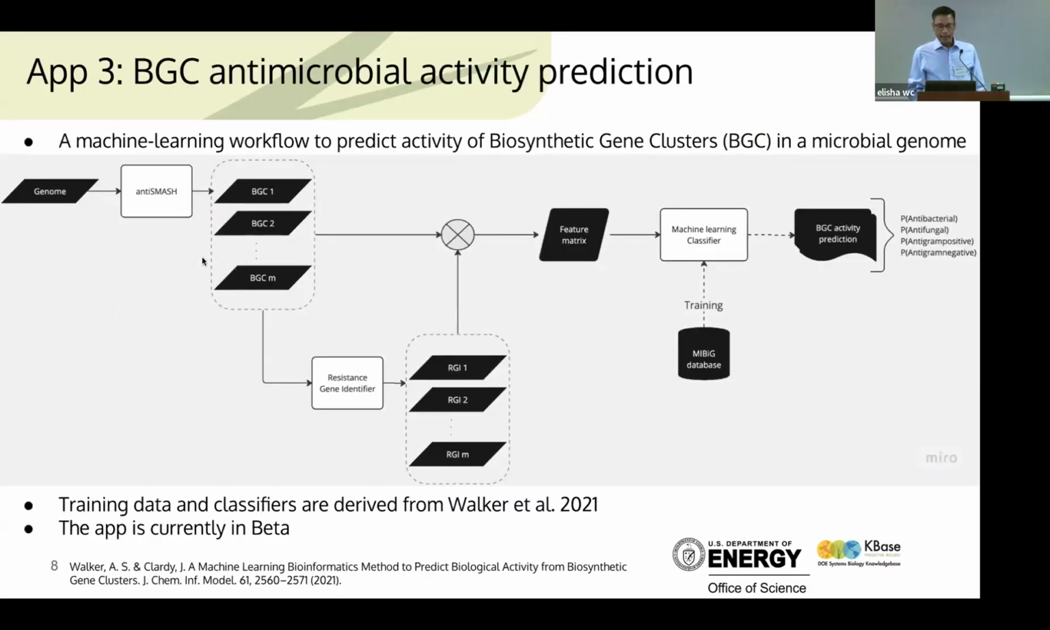The BGC antimicrobial activity prediction basically uses training data and a classifier from a recently published paper. And within KBase, if you upload a new genome, you can use this machine learning framework to predict the antimicrobial activity of any new genome.